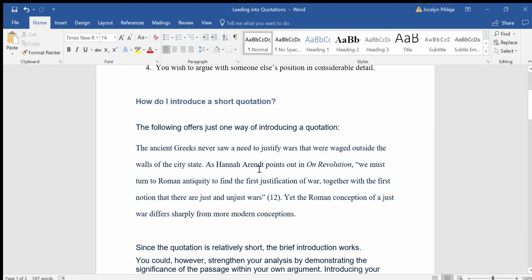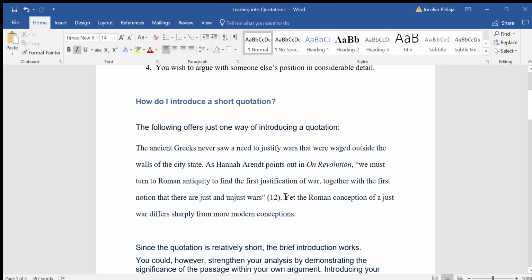So as Hannah Arendt points out in On Revolution, comma, quotation marks, we must turn to Roman antiquity to find the first justification of war, together with the first notion that there are just and unjust wars. Then we have the closing quotation marks. Then we have the page number citation in parentheses, and only then do we have the closing period. So I really want to stress there's a lead-in to the quote. Then the directly quoted words are within the quotation marks. Then we have the citation after that, and after the parenthetical citation, you have the period.